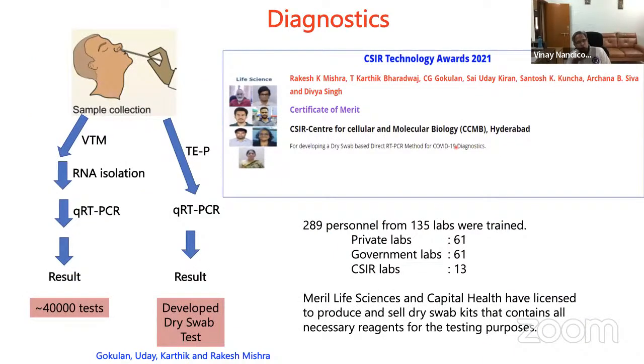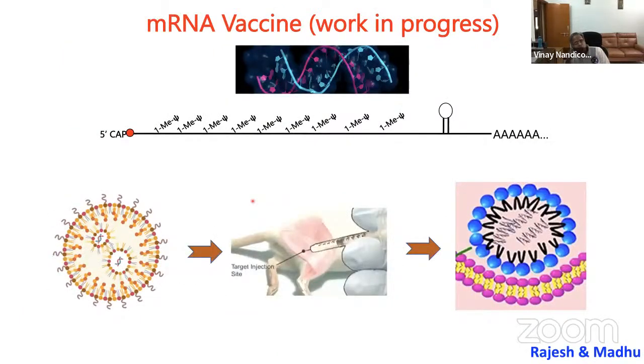We have come up with a novel methodology at CCMB for diagnostics. This is called the dry swab method, which cuts down the number of steps involved in diagnosis. Also, when samples come from interior parts of India, they can be safely kept without putting them in any kind of liquid, so transport becomes easier. This was developed at CCMB, and a lot of people have been trained in this diagnostic. We are working towards an mRNA vaccine.